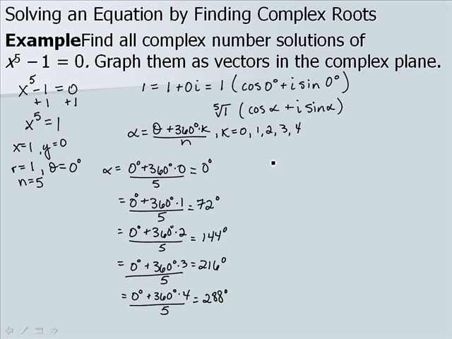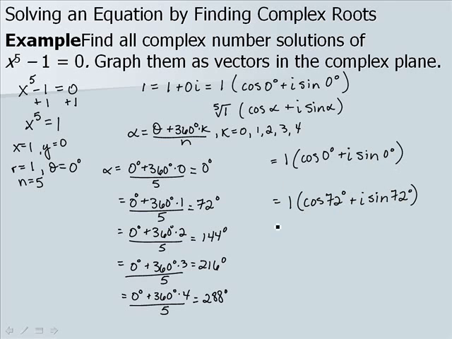So we see that our roots are 1 times the cosine of 0 degrees plus i sine of 0 degrees, 1 cosine of 72 degrees plus i sine of 72 degrees, 1 times the cosine of 144 degrees plus i sine of 144 degrees, and so on.